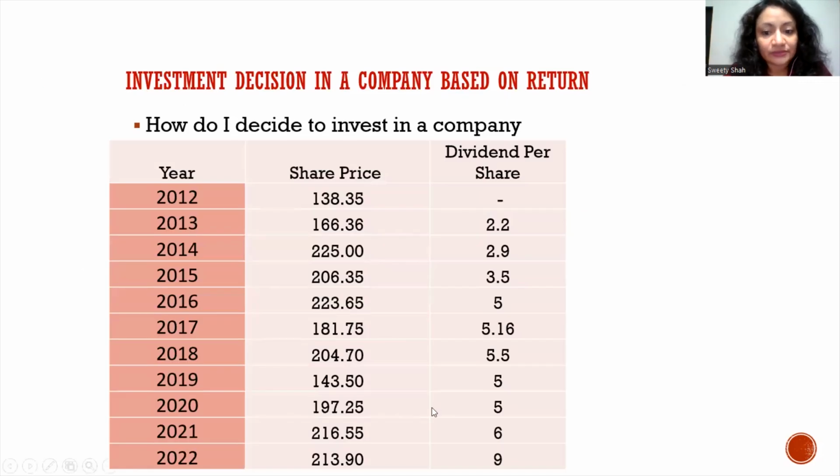Moving ahead, now suppose you want to understand the performance of the stock where you want to invest, and you have been given certain historical data of that stock. Here also we have been given the historical data of a stock from 2012 till 2022, where the values we have been given are the share price at the end of each year, and at the same point of time, the dividend that the company has distributed per share. And I just want to calculate what would be the return from this investment.